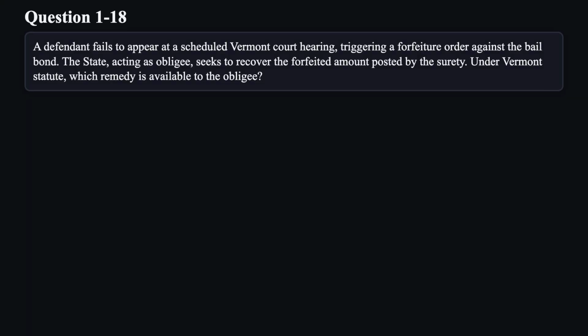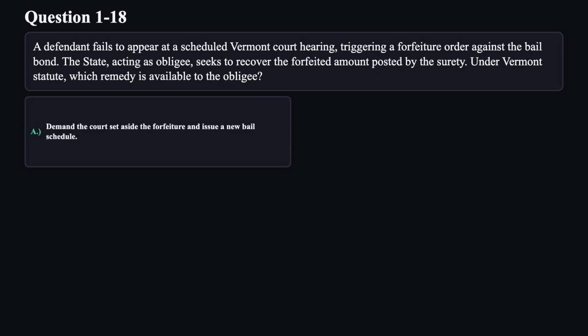Question 18. A defendant fails to appear at a scheduled Vermont court hearing, triggering a forfeiture order against the bail bond. The state, acting as obligé, seeks to recover the forfeited amount posted by the surety. Under Vermont statute, which remedy is available to the obligé?